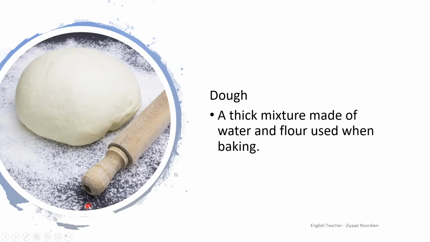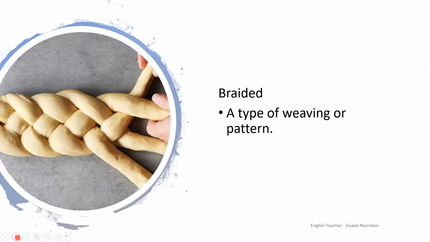Play-Doh or dough that you use in a bakery. So on to our next word, which is braided. Braided is a type of weaving or pattern. You might have learnt about a pattern or weaving in art class.